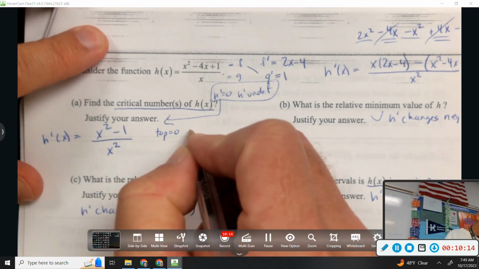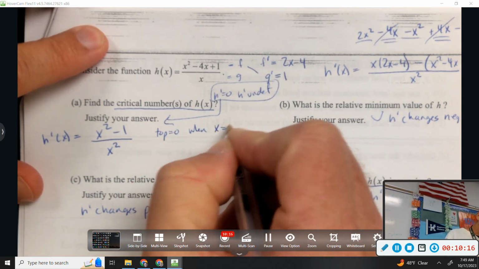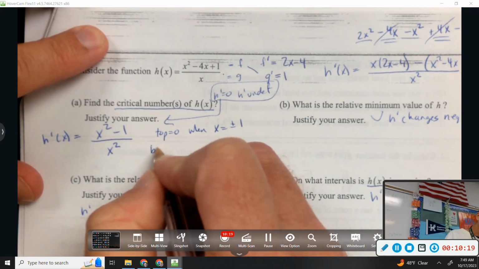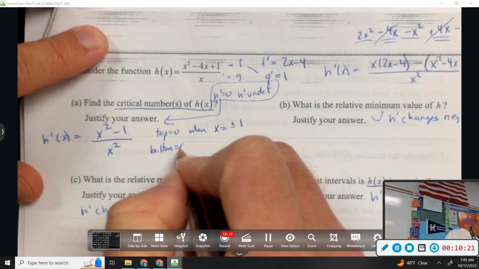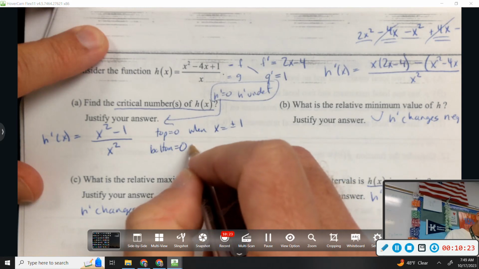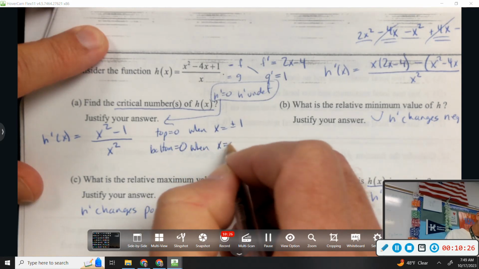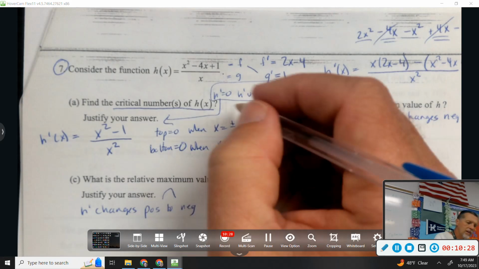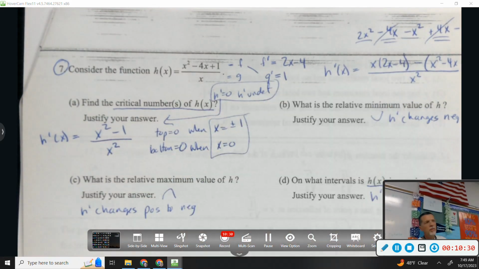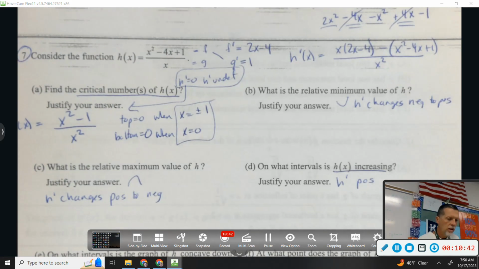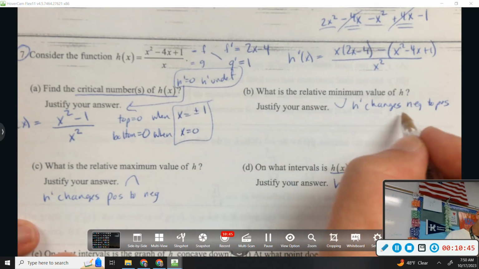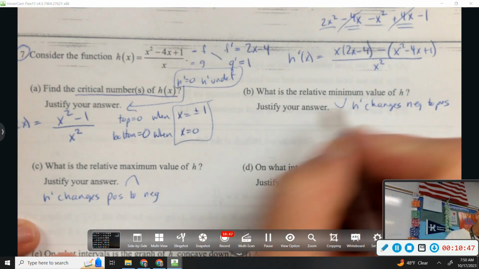So top equals 0 when x is plus or minus 1. Bottom is 0 when x equals 0. So there's my critical numbers. Plus and minus 1 make the derivative 0. 0 makes the derivative undefined, so that's a critical number as well. Okay, I'll need to do a sign chart to figure out where h prime changes.